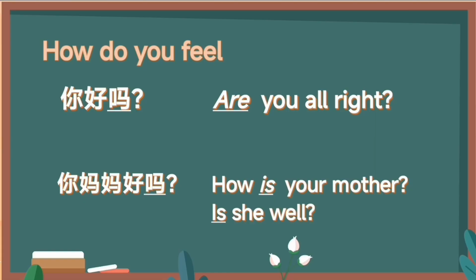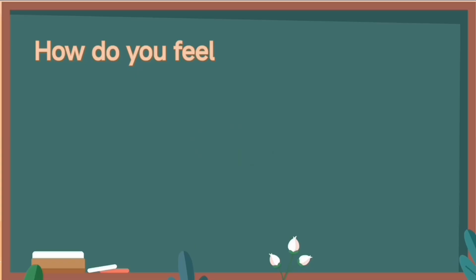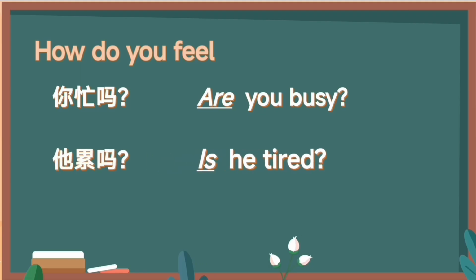Let's read the questions together again. 你好吗? 你妈妈好吗? I'd like to show you some more examples by putting Chinese and English side by side so that we can be clearer about the two different forms of general questions. 你忙吗? Are you busy? 他累吗? Is he tired?